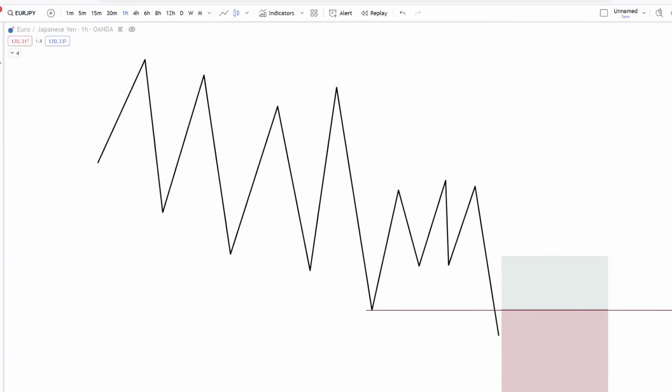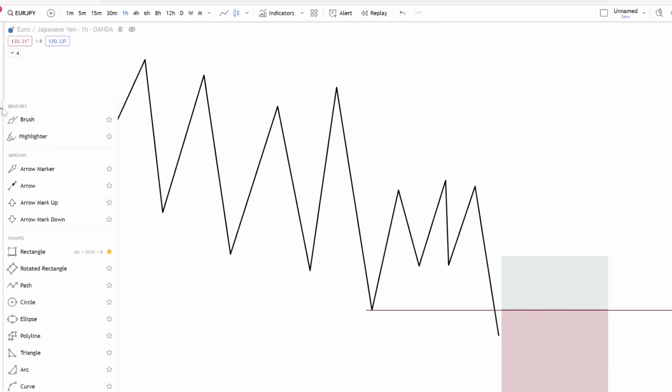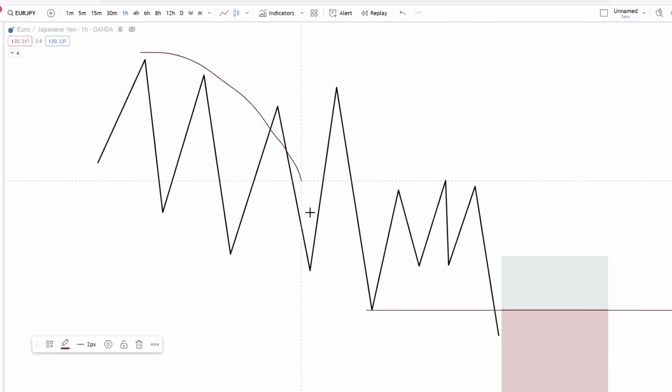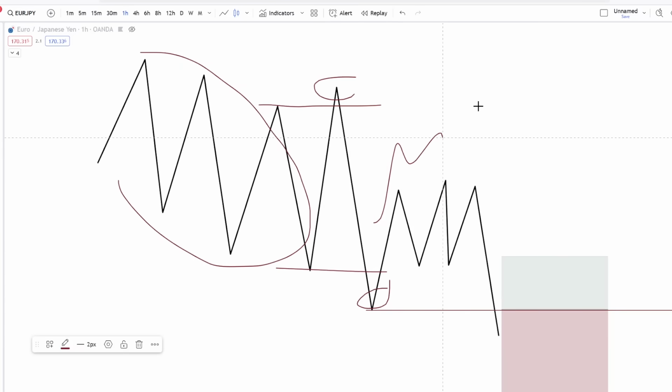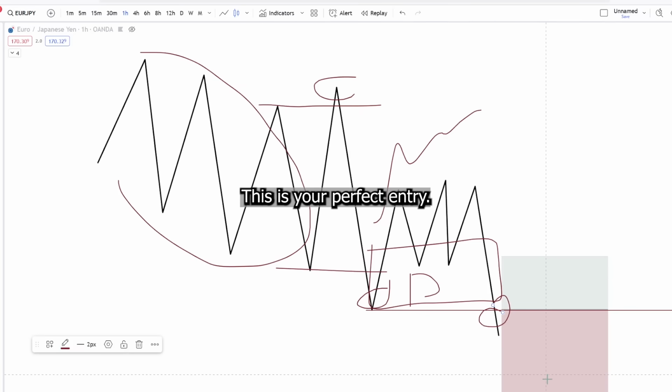Why is this your best entry? Because one, you have your direction in your favor. You have the direction of the market in your favor. You have the stop hunt in your favor. You have a break to the low side and a failure to continue on this side. And you have your failed demand zone. So once you have that failed demand zone as well, this is your perfect entry.